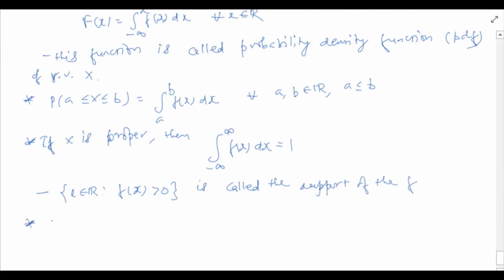Further, PDF f(x) is related to the CDF capital F(x) as follows. f(x) is equal to the derivative of capital F(x) wherever the CDF is differentiable.